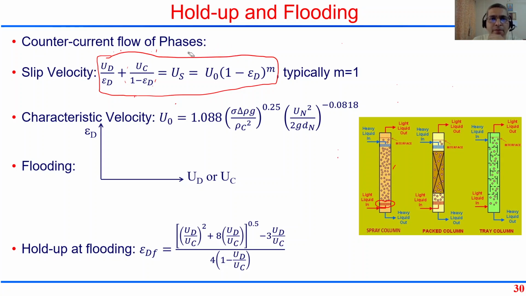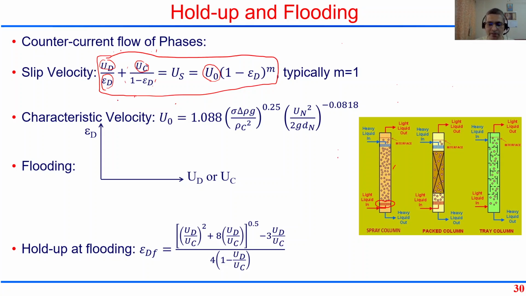So what people did is people did experiments. People measured the UD, people measured the UC, people measured the epsilon D and back calculated the value of U0, which is like a characteristic droplet velocity. Now remember, this is a characteristic velocity. It is not like a terminal velocity because the droplets are not uniform, the droplets are not spherical, so we can't really estimate it very quickly. So it is called a characteristic droplet velocity rather than a terminal velocity.